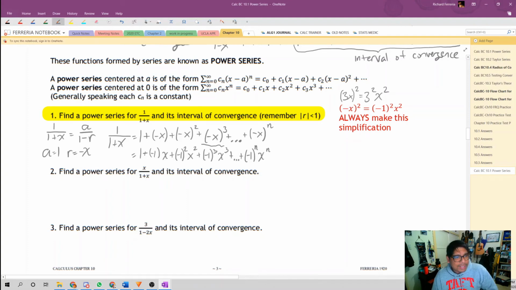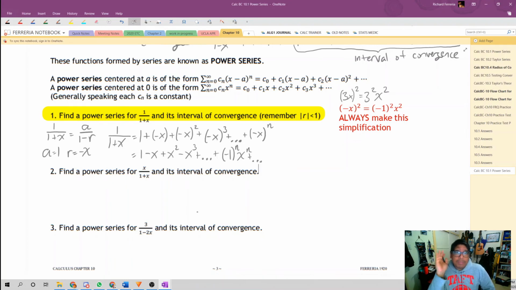So this simplifies our series into 1 plus negative 1x plus negative 1 squared x squared plus negative 1 cubed x cubed plus, and then all the way down to negative 1 to the n, x to the n. Well, now we can just simplify those negative 1 powers, and that gives us the very elegant series 1 minus x plus x squared minus x cubed plus negative 1 to the n, x to the n. So that's kind of like an alternating power series for a geometric series.